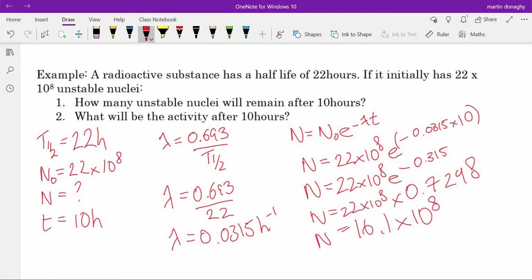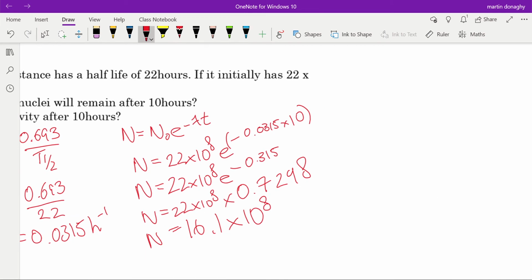Okay. The second question then, what will the activity be after 10 hours? Now, what I could do is I could use A equals A naught e to the minus lambda t. I already have lambda. We know t is 10. I would need to work out A naught, put it all into that equation to work out A. I could do it that way, but it's much longer than is necessary. The other equation we have is that A equals lambda N. Like I said, we've got a minus in there. We tend to ignore that. Okay, so don't worry too much about the minus.